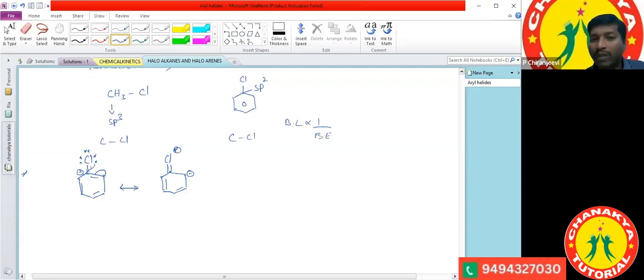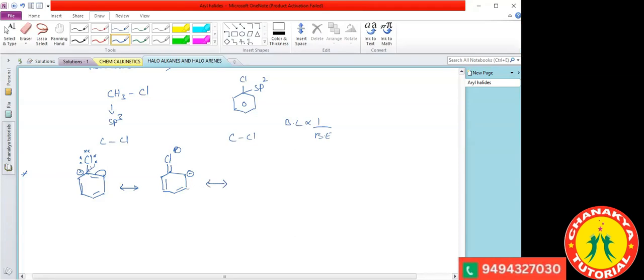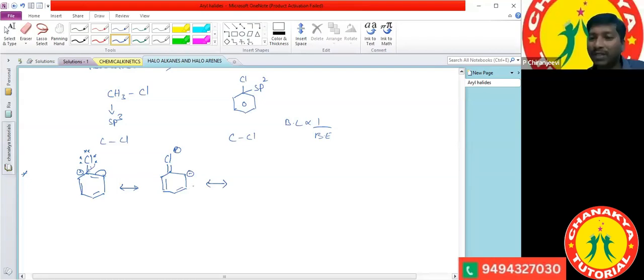So what is going to be the electrophile? Electron-loving species, electron deficient molecules, we can also call electrophiles here. Now let us see this one.